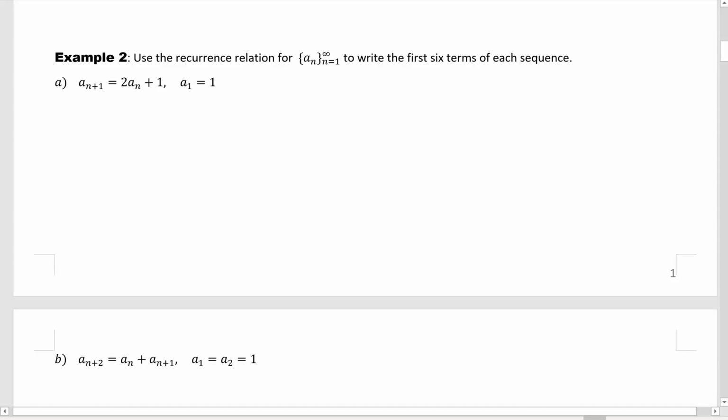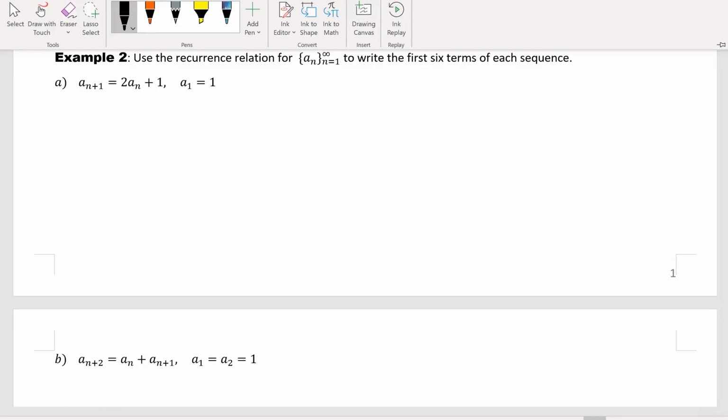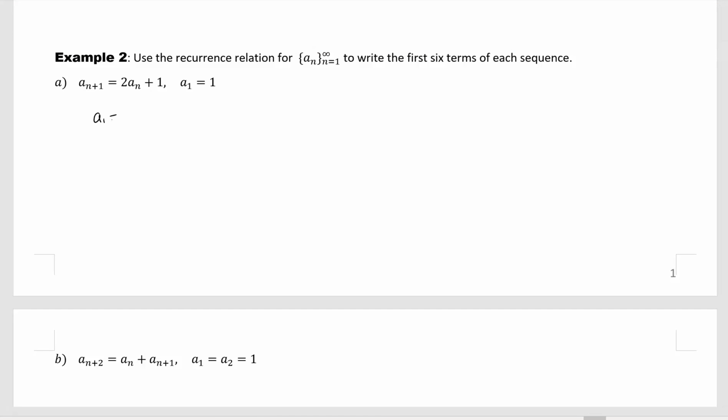Use the recurrence relation to write the first 6 terms of each sequence. Okay, so we start with a1. And then to find A2, we plug in n is 1, right? A2 is 2 A1 plus 1. But A1 is 1. So we get 2 plus 1 is 3. What's A3? It's 2 times the previous term plus 1. So 2 times the previous term 3 plus 1, which is 7.